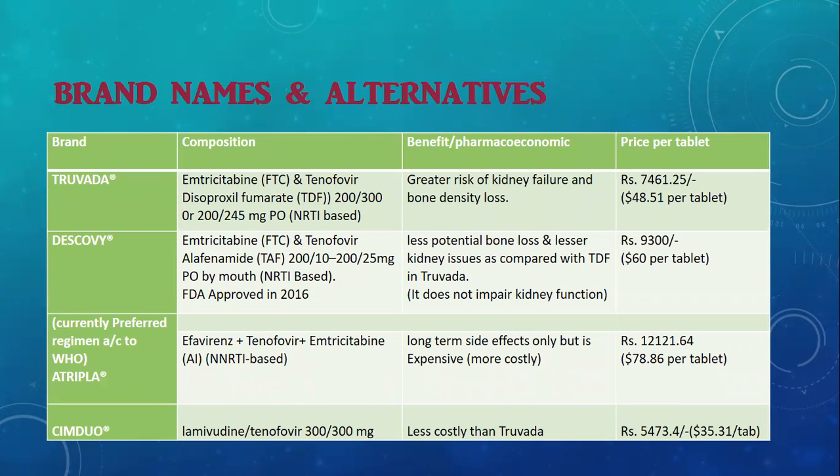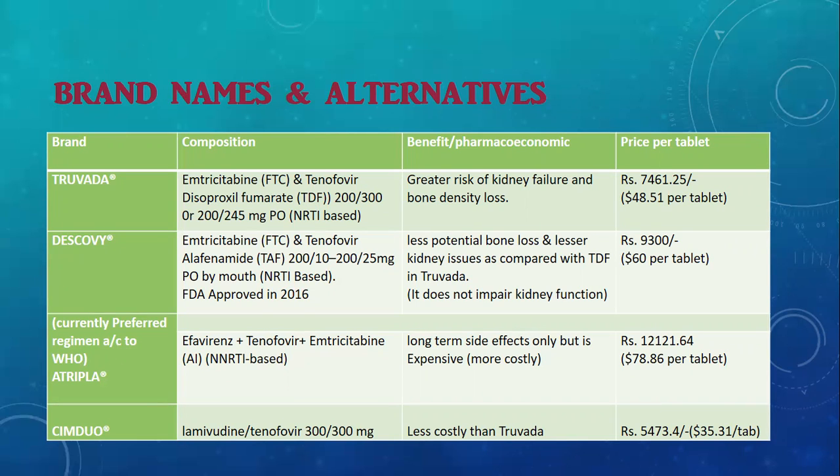What is the brand name of an alternative? Truvada is the brand name of emtricitabine and tenofovir disoproxil having the prescribed doses. Both are NRTI drugs having a greater risk of kidney failure as well as bone density loss. Descovy is another alternative and is safer because of the tenofovir alafenamide, as we have discussed, with the lesser dose that is 10 milligram or 25 milligram. Both are NRTIs, but having the advantage of less bone loss and lesser kidney issues as compared to tenofovir disoproxil fumarate in Truvada.